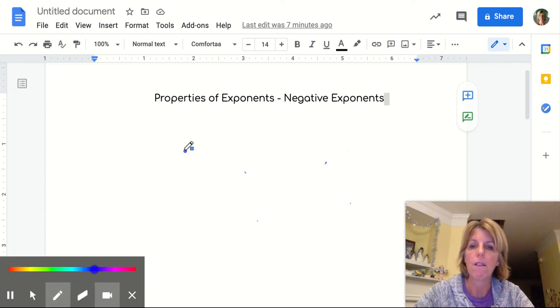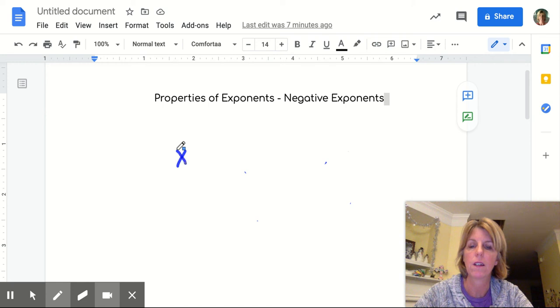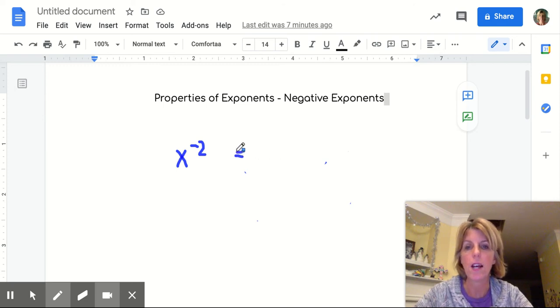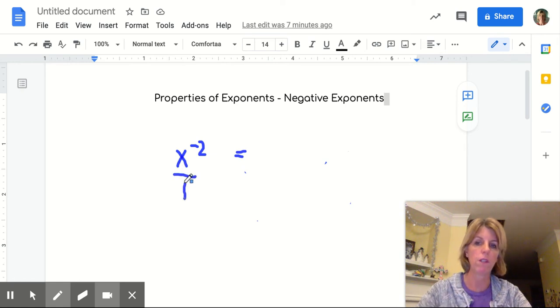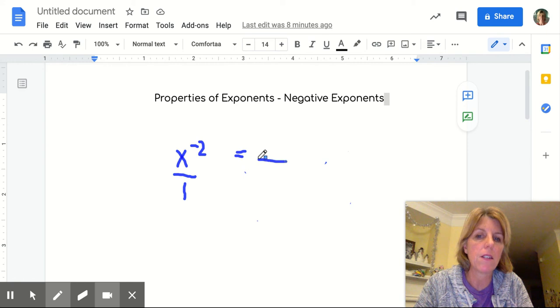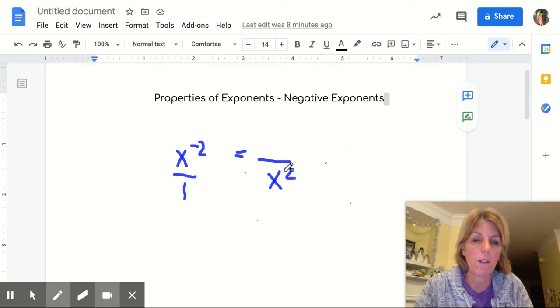So if I have x to the negative 2, up until now we've just left it as x to the negative 2, but no more negatives. We're going to make everything positive today. That x to the negative 2 is a numerator, really over an invisible 1 as the denominator. If it's negative in the numerator, it's positive in the denominator. It's going to flip, be the other way around.